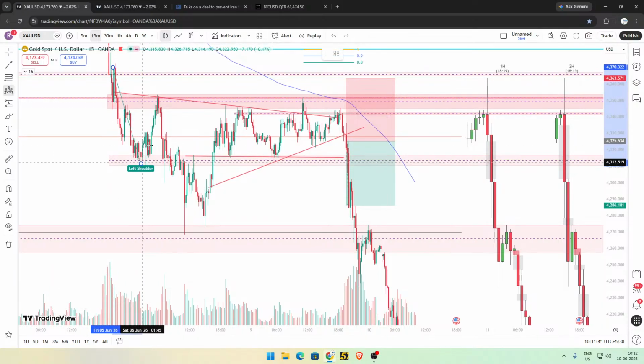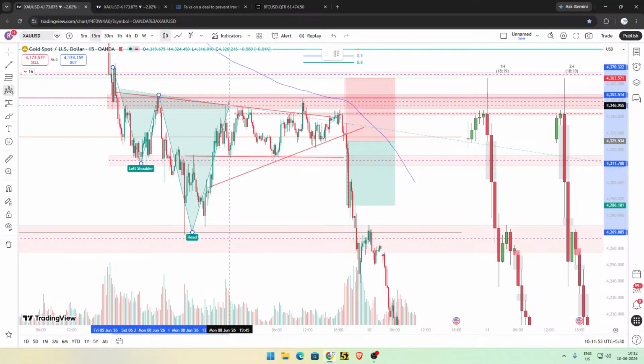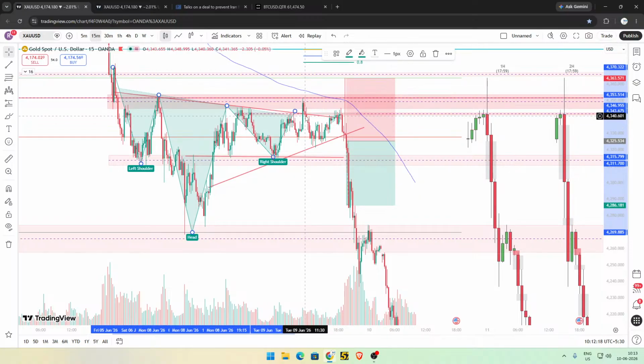Still it didn't work. Left shoulder, let's take this middle as a head. So this is the right shoulder. So what I thought, it will come down and grab the liquidity, then it will move up, then this becomes the right shoulder. Okay, then here it is the completed right shoulder. So when there is a breakout of this trend line, there is a high probability it will go, but instead it started to come down slowly.